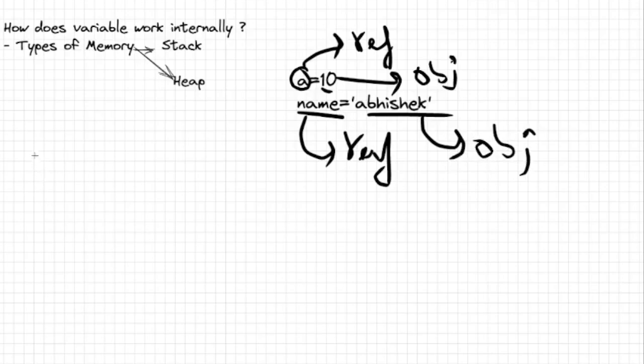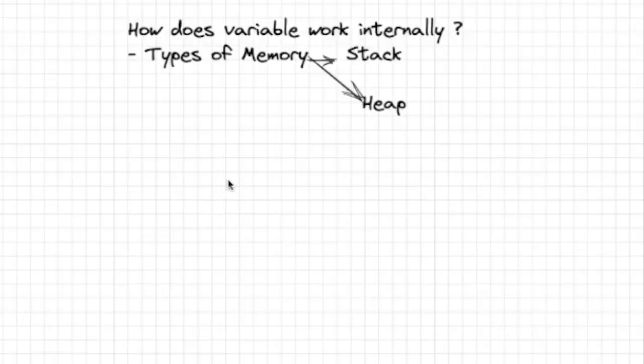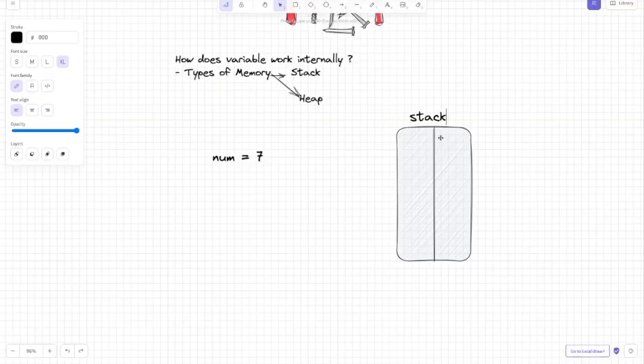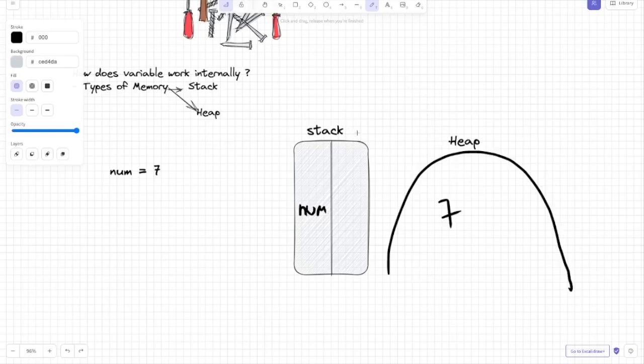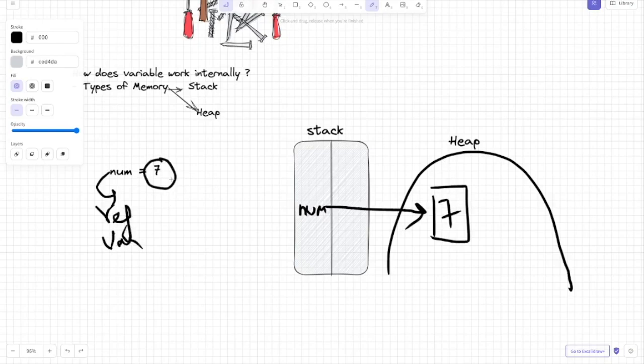Let's see how is this stored internally. To see the internal implementation of a variable, let's consider another example, that is num is equal to 7. Now let's see how is this num stored internally. Now let's assume this is a stack. This stack holds the variable num. And now the value of the num is stored in a heap. The value 7 is stored in the heap memory. Now this num points to this 7. The num is the reference variable and 7 is the object of that reference variable.